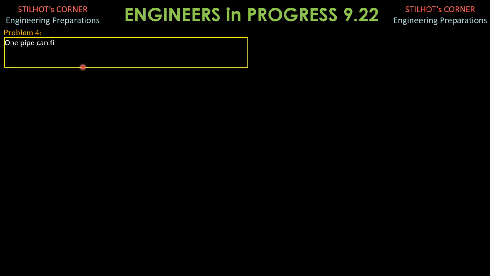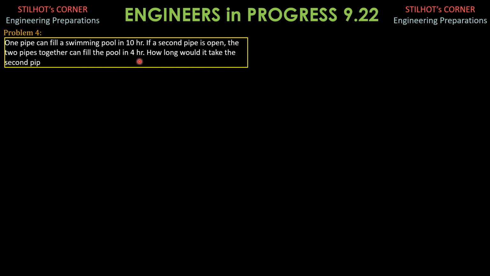Problem 4. One pipe can fill a swimming pool in 10 hours. If a second pipe is open, the two pipes together can fill the pool in 4 hours. How long will it take the second pipe alone to fill the pool? So we do not know the rate of the second pipe, but we know that if the two pipes work together, then the pool can be filled in 4 hours.